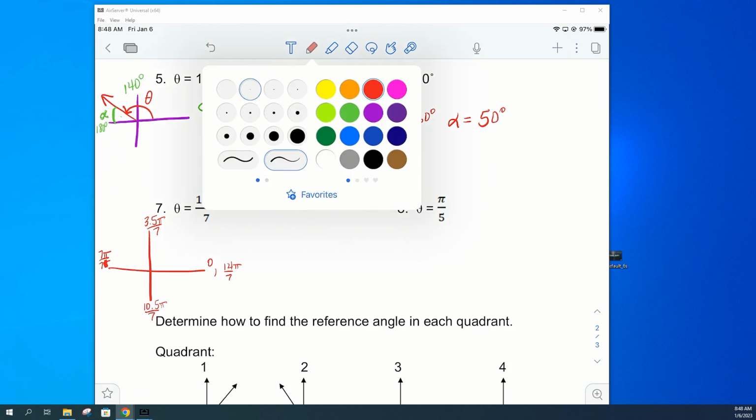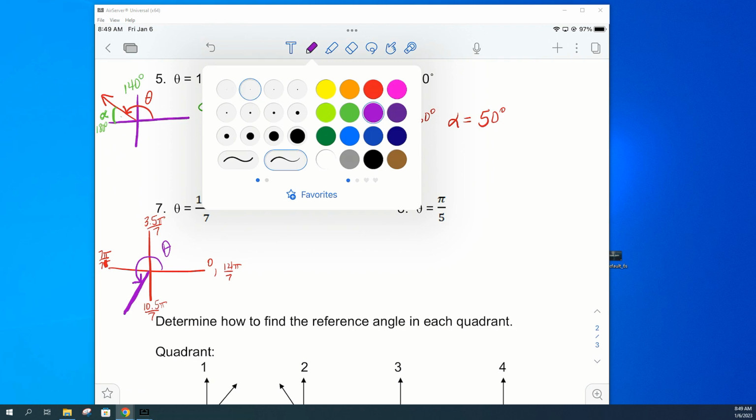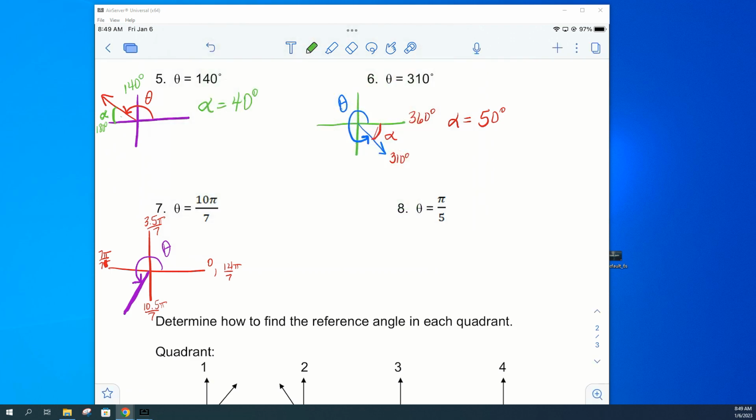So with that being said, where is 10 pi over 7? It is down here in quadrant 3. This is my angle all the way around. That's my theta. Now where's my reference angle? My reference angle, remember, I put my pen on the terminal side and head to the x-axis. So this is my theta. Now think about what that's going to be.